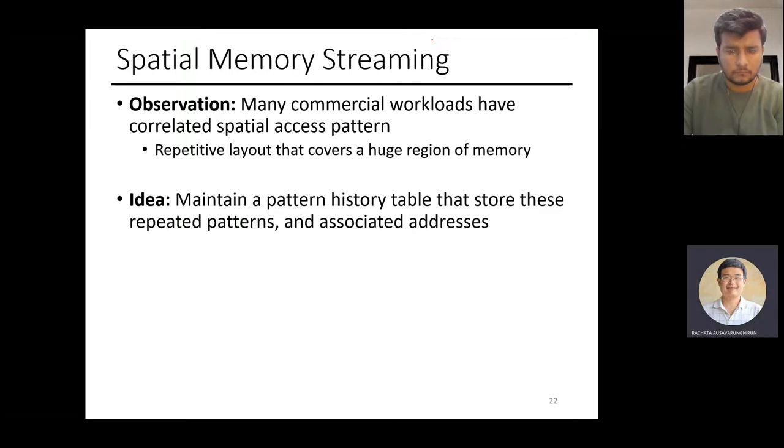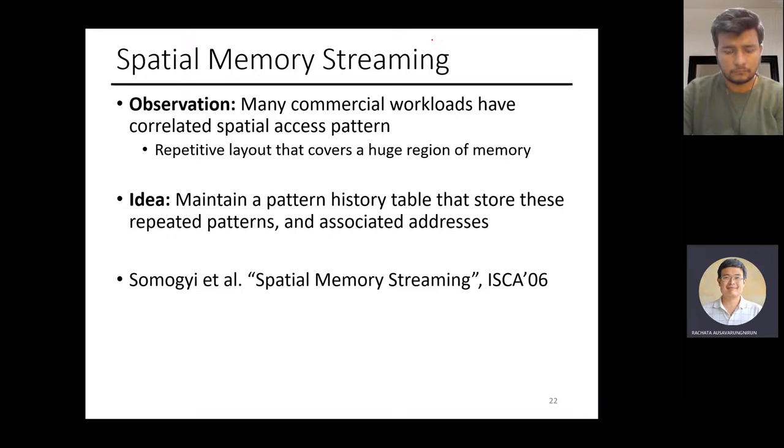The idea is, instead of storing everything, I would maintain a pattern history table, similar to the branch predictor, but a little bit different in how we use it. It stores the repeated pattern and the associated address. So if I see this tag for the cache block again, I know what other accesses I have to fetch. This was proposed by Stephen Somogyi at ISCA 2006. The idea is called spatial memory streaming, as the title suggests.